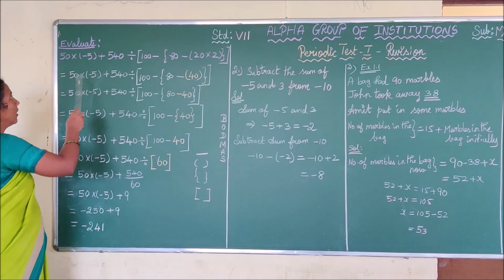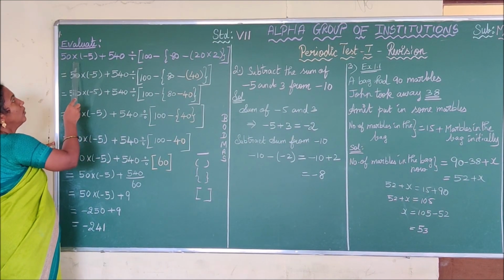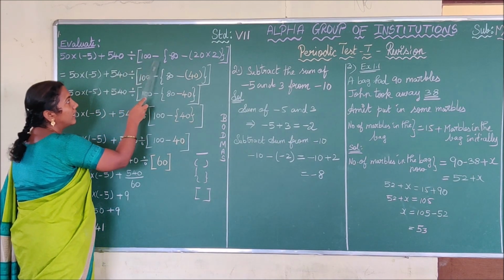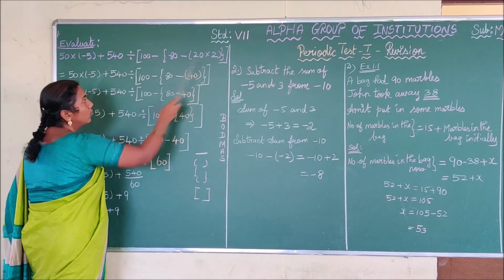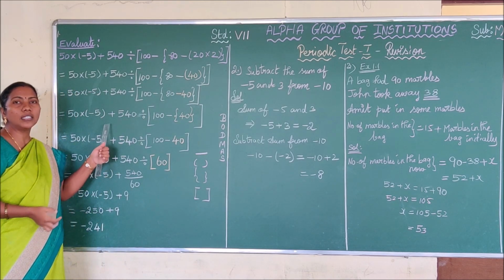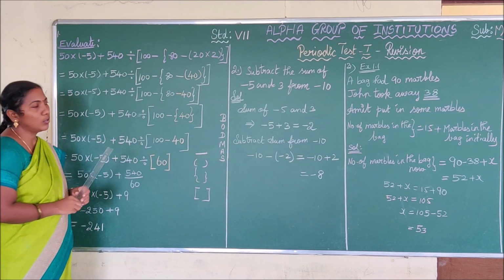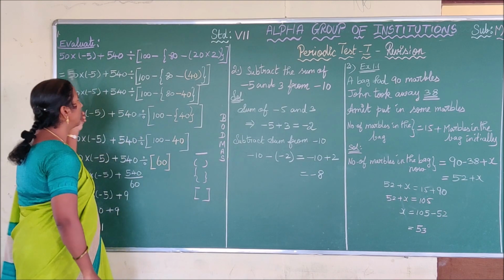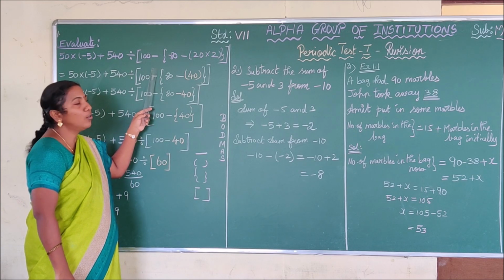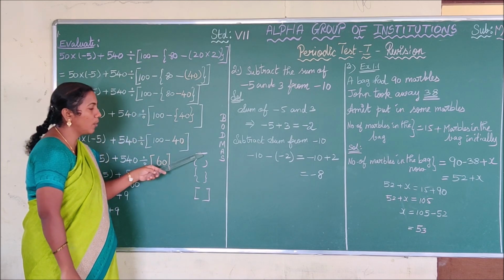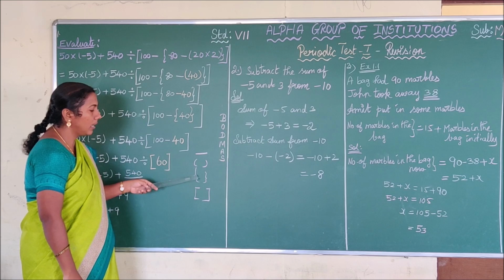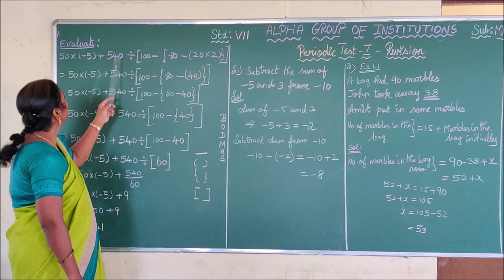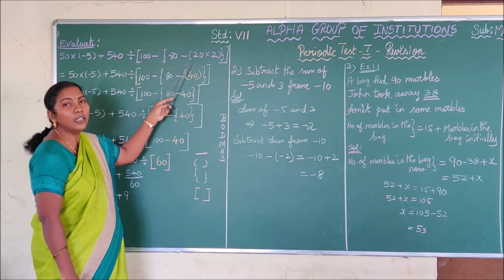Next see this sum, children. Evaluate 50 into minus 5 plus 540 divided by 100 minus 80 minus 20 into 2. We have to evaluate this sum by using the BODMAS rule. What is the BODMAS rule? First, you have to evaluate the bracket. In this sum, we have the brackets. We know how to operate the brackets. First, you have to operate vinculum, and then simple, and then curly, and then square bracket.